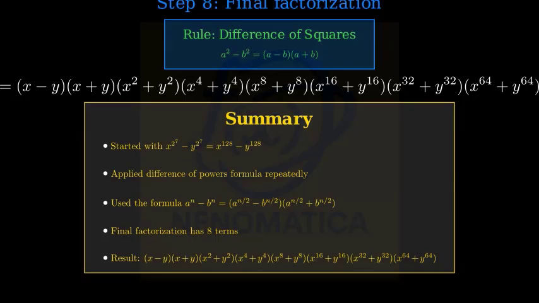factors: x minus y, x plus y, x squared plus y squared, x to the power of 4 plus y to the power of 4, x to the power of 8 plus y to the power of 8, x to the power of 16 plus y to the power of 16, x to the power of 32 plus y to the power of 32, and x to the power of 64 plus y to the power of 64. This is our final answer.